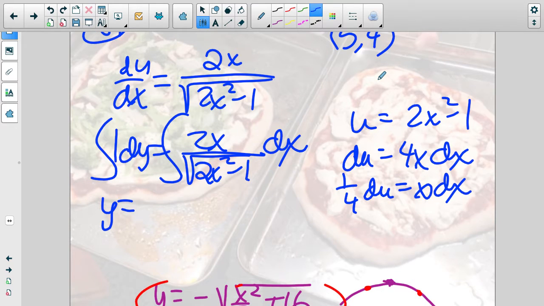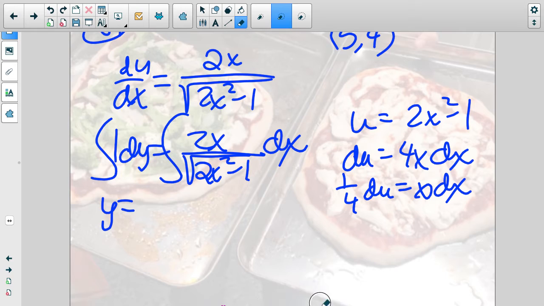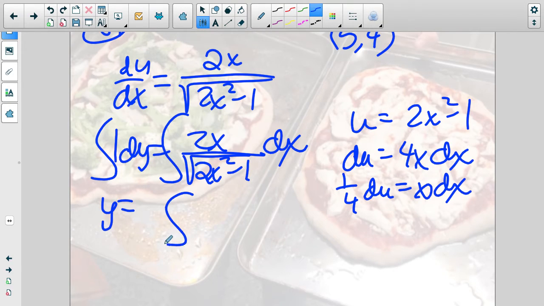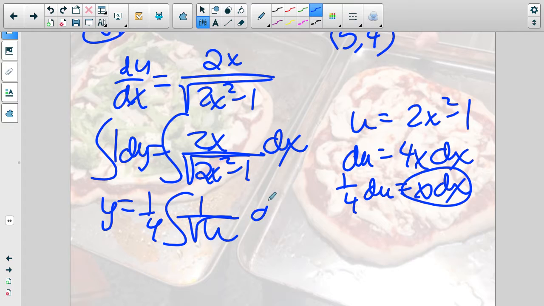All right, so this is equal to the integral of 1 over the square root of u, and then x dx is 1/4 du. What do you see that's still left in there? X dx is 1/4 du. I have the square root of u. I've accounted for everything except for the what? The 2. So I can just put it right here. And mentally I had already moved it out.